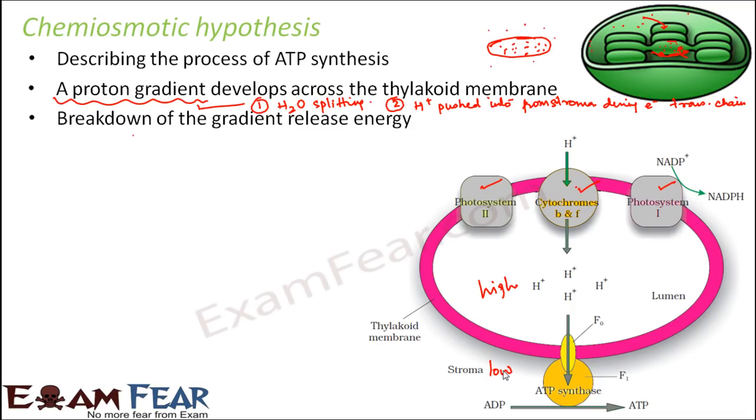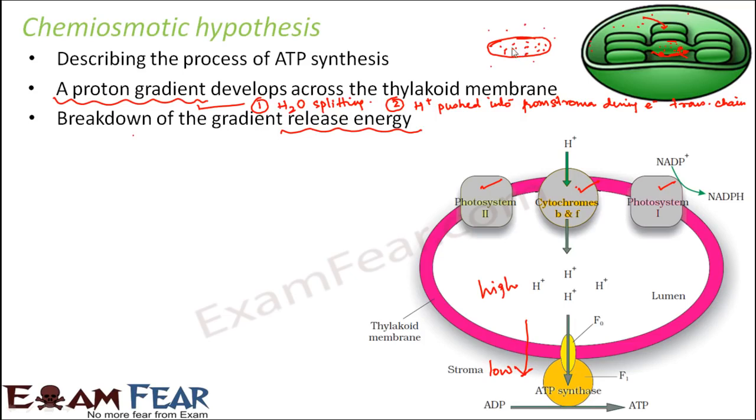We'll talk about that. Now, breakdown of this gradient releases a lot of energy. Breakdown of this gradient means when the actual diffusion starts to take place. That means when the protons start to move from this place to this place, then the breakdown of the gradient occurs. That is, the gradient is no more there. The difference starts to reduce.